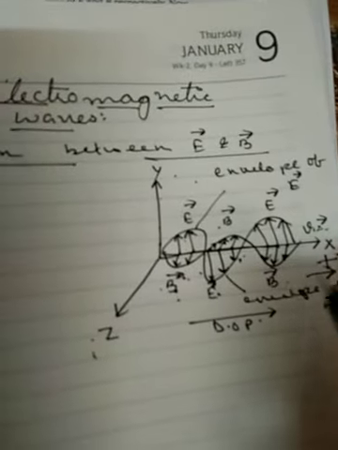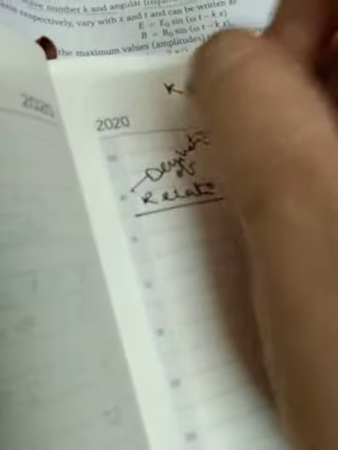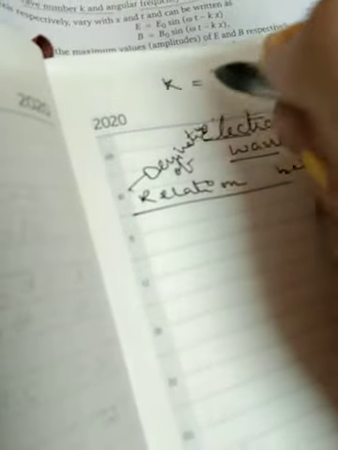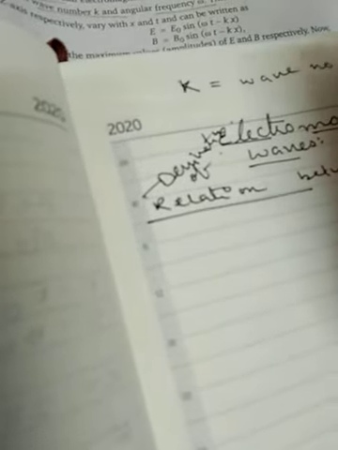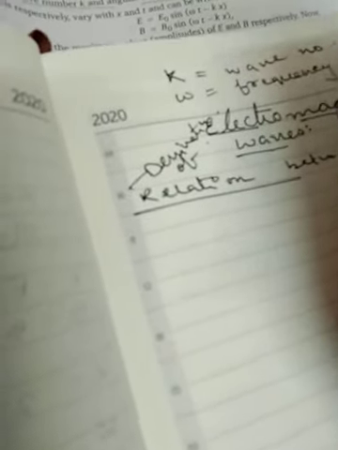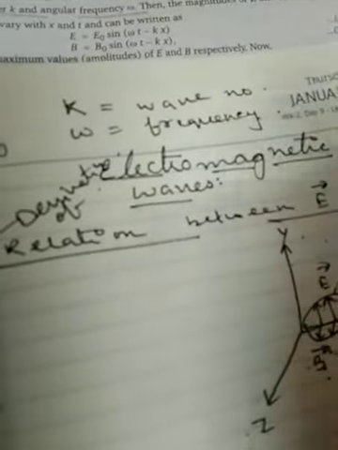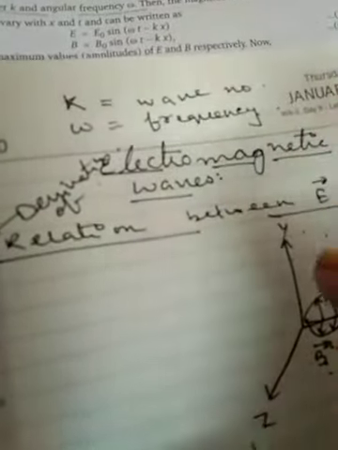Next, let me consider two quantities. Number one will be k, the wave number, and number two is omega, the frequency of the wave. So let me consider these two quantities, k, the wave number, and omega, the frequency of the wave. I will require these two quantities during my derivation.